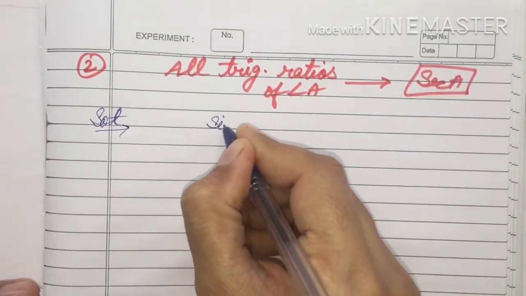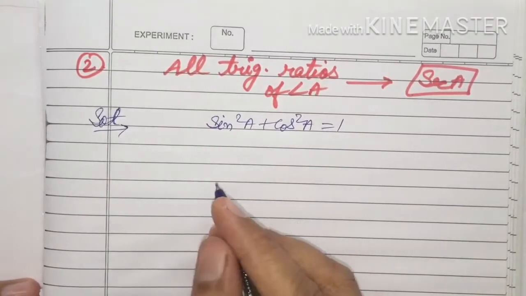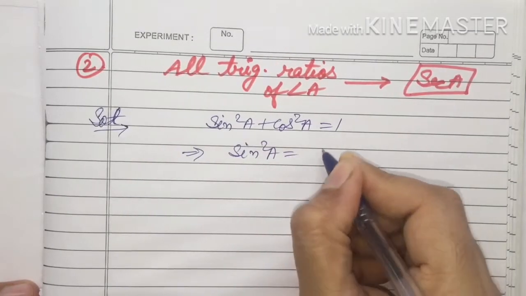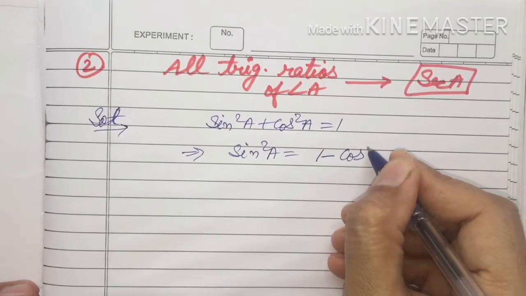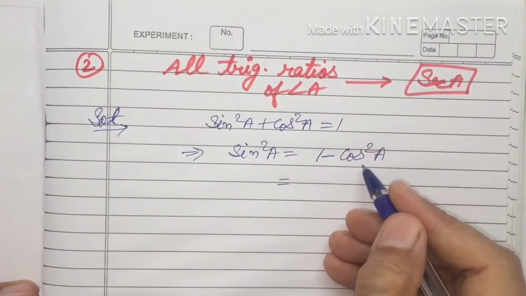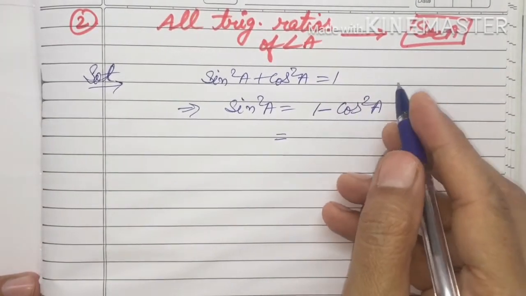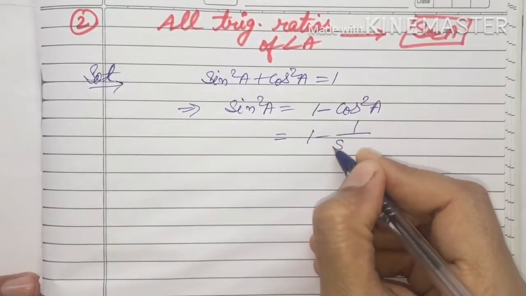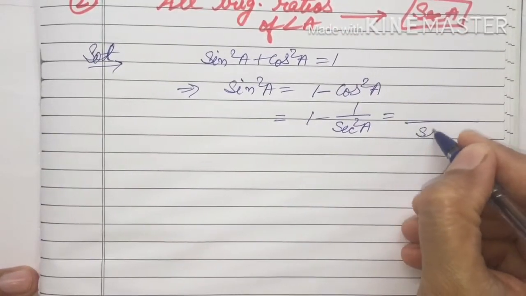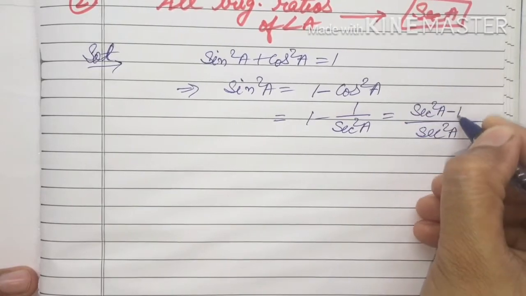So first we are using sine square A plus cos square A is equal to 1. We can write from here sine square A is equal to 1 minus cos square A, as the cos square will go to the right side. And this cos we can change into secant, because we want our answer in the secant form. Secant is the reciprocal of cos, so I can write 1 upon secant square A. So we will take the LCM, secant square A in the denominator and secant square A minus 1 in the numerator.